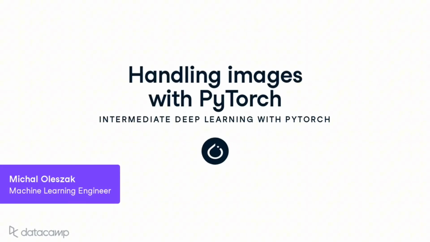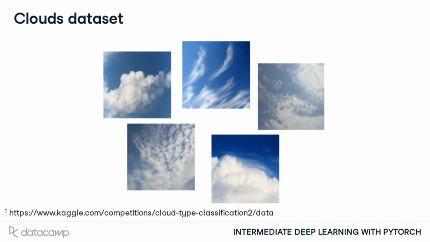Welcome back! Let's learn about deep learning with image data. We will work with the clouds dataset from Kaggle, containing photos of 7 different cloud types. We'll build an image classifier to predict the cloud from an image. But first, what is an image?